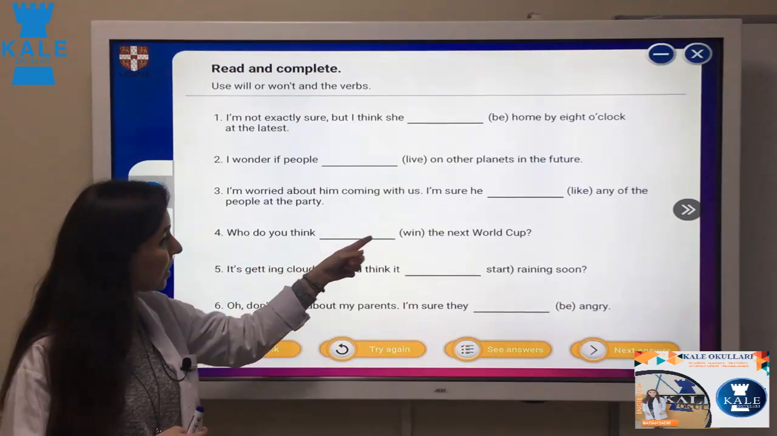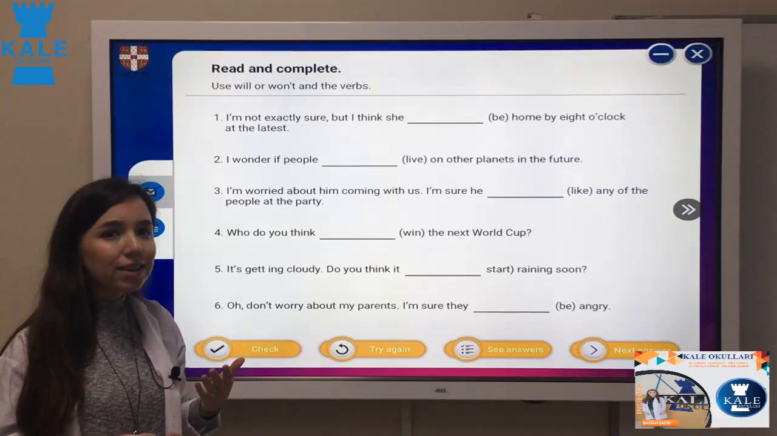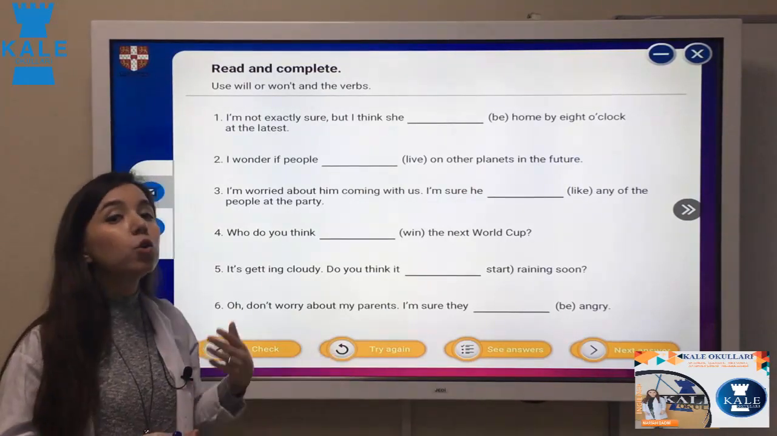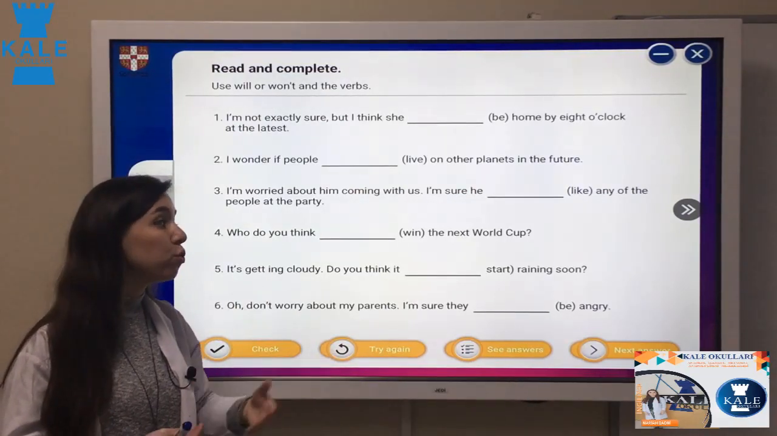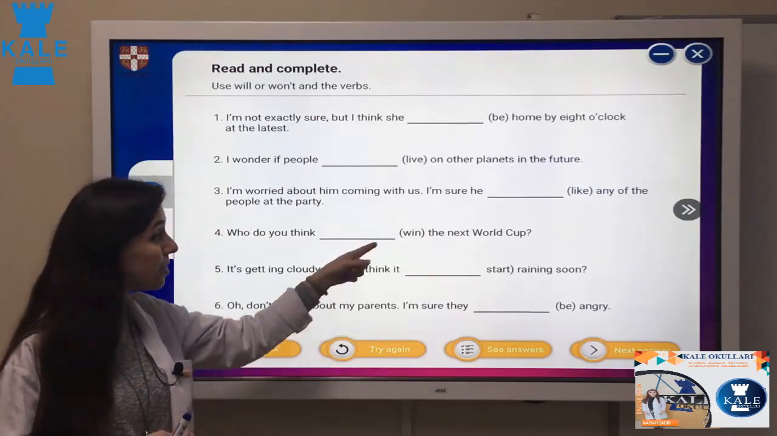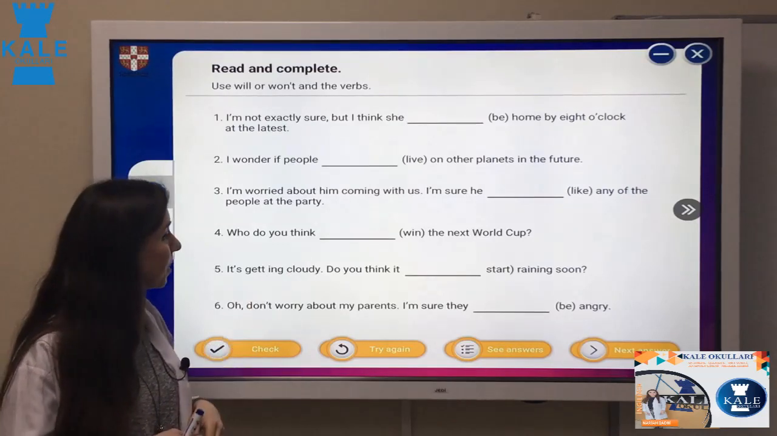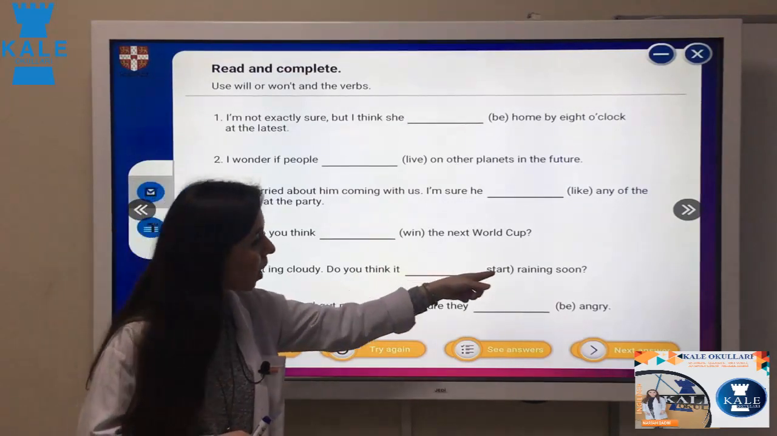Who do you think will win the next World Cup? World Cup. Can you predict it? Who will win? For example, who is going to be the best one? Who is going to win the next World Cup? Because here we want to predict something, so we use will for it. It's getting cloudy. Do you think it will rain? Our verb is here.